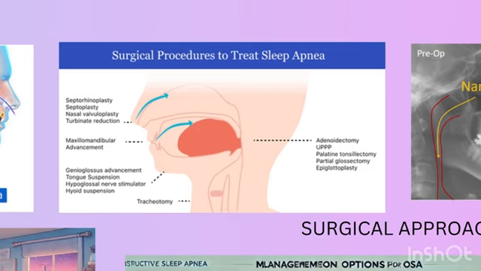Next, we're going to see about the tonsillectomy or adenoidectomy. It is a procedure to remove the enlarged tonsils or the adenoids that obstruct the airway, common in children with OSA due to large tonsils and adenoids.